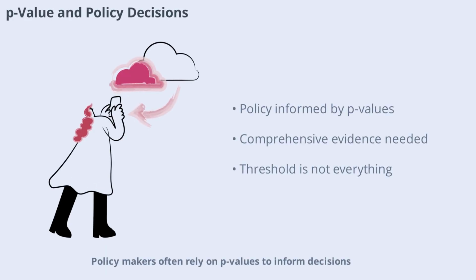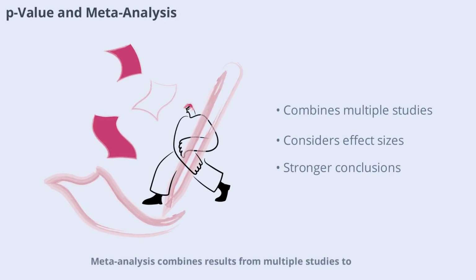Policymakers often rely on p-values to inform decisions, such as approving new treatments or implementing public health interventions. It's important that these decisions are based on a comprehensive understanding of the evidence, not just whether a p-value crosses a certain threshold. Meta-analysis combines results from multiple studies to provide a more robust estimate of an effect. P-values from individual studies contribute to the overall analysis, but meta-analysis also considers effect sizes and study quality. This approach helps synthesize evidence and draw stronger conclusions.